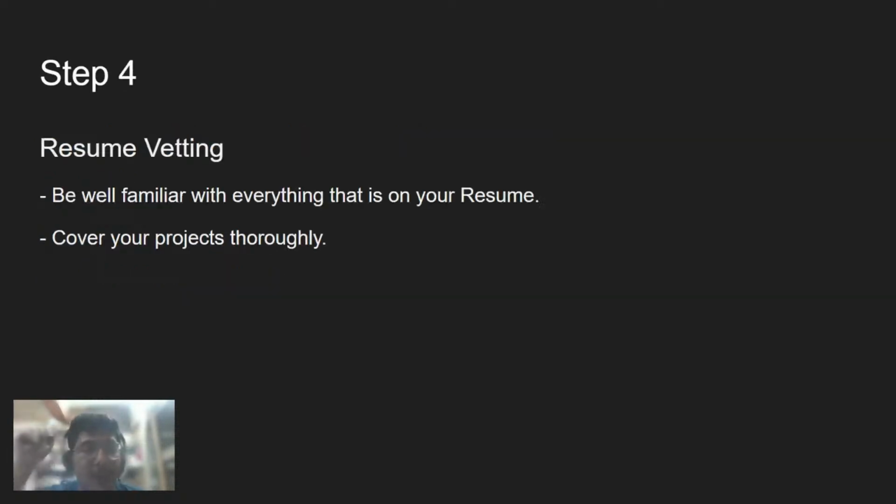Fourth step is resume vetting. Now, what is resume vetting? When you applied to that particular position for that company, you must have applied through your resume. Now, you need to be very well familiar with the stuff that you have mentioned on your resume. So now here comes the important thing.